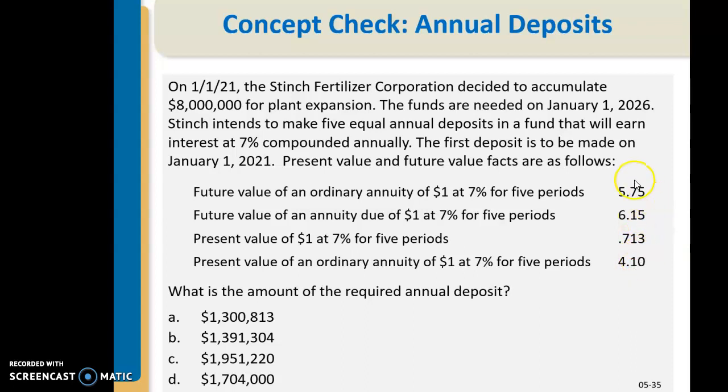I just checked them. They are accurate factors for a future value of an ordinary annuity, 7% for 5 years, a future value of an annuity due, 7% for 5 years, present value of 7% for 5 years, and present value of an ordinary annuity of $1 at 7% for 5 years. So what is the amount of the required annual deposit? Little tricky here.